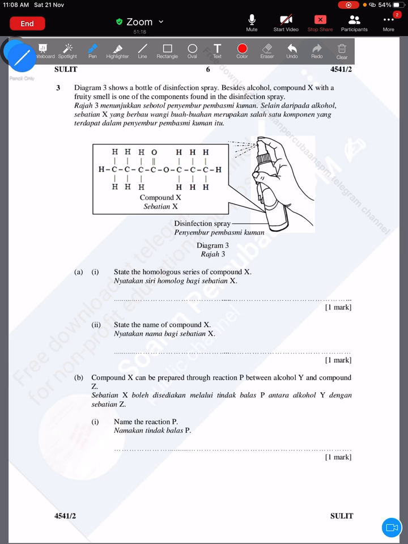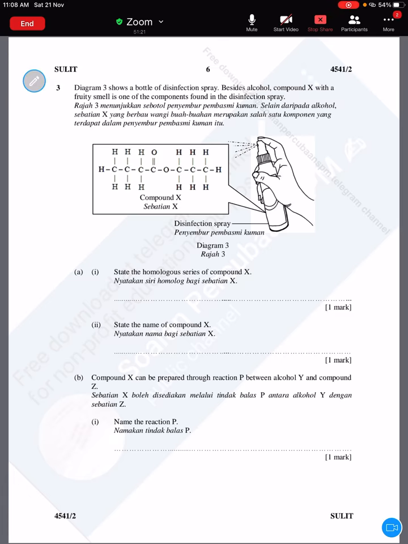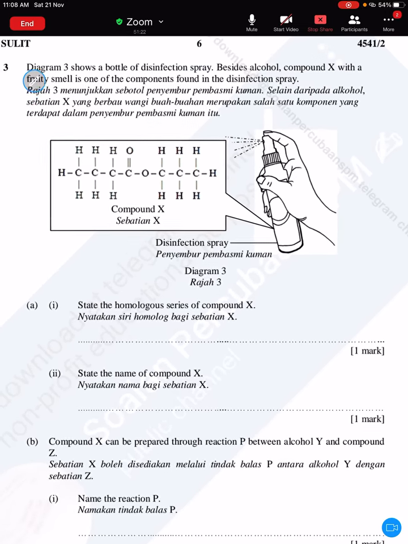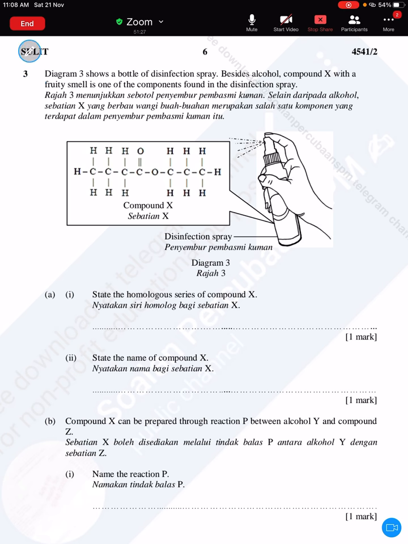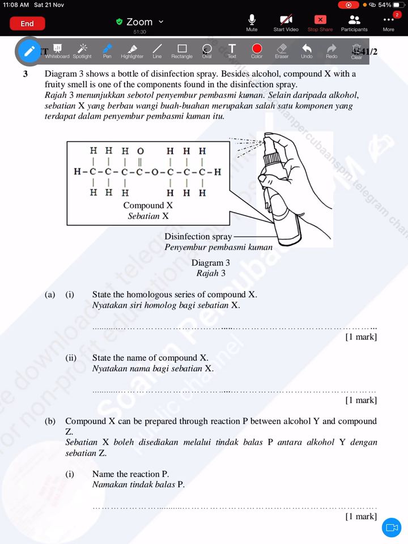Okay, now look at the real question. The question is over here. Diagram 3 shows the bottle of a disinfection spray. Beside alcohol, compound X with a fruity smell. Guys, one of the characteristics of an ester is that it has a fruity smell. So for its physical property, you can include a fruity smell. It's one of the compounds found in the disinfection spray.